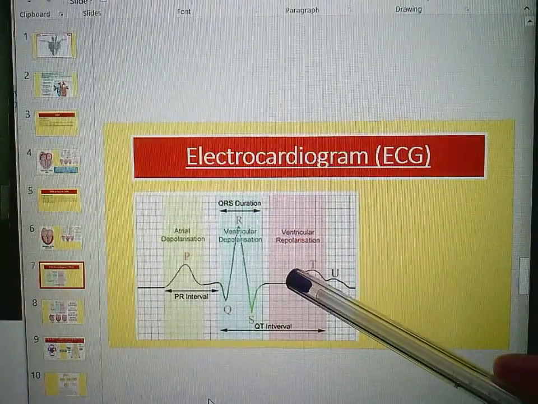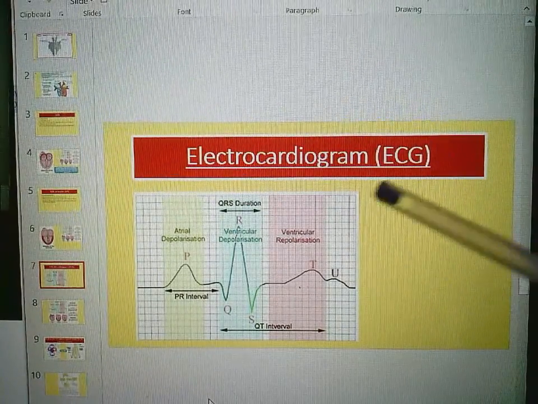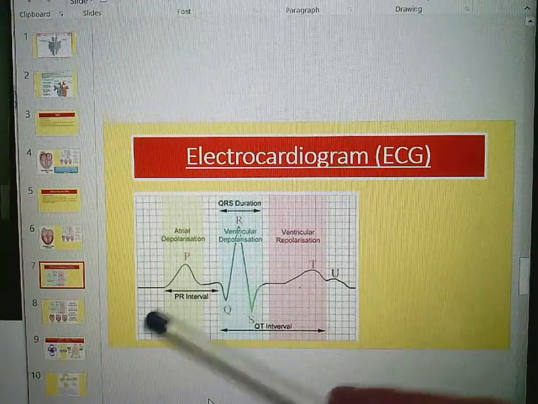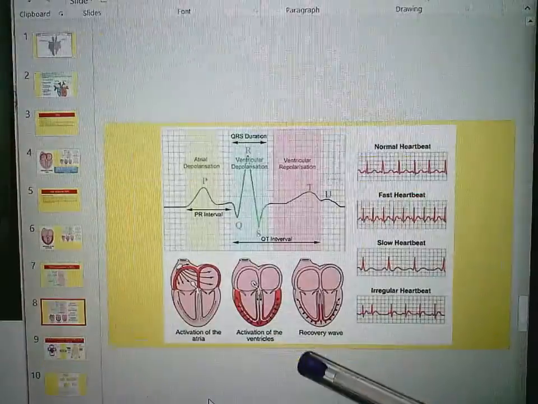Now we can look at a heart scan on an electrocardiogram. That's basically what it would look like, and this is just all the different waves that would come out of the different parts of the cycle. You don't really need to worry about that.